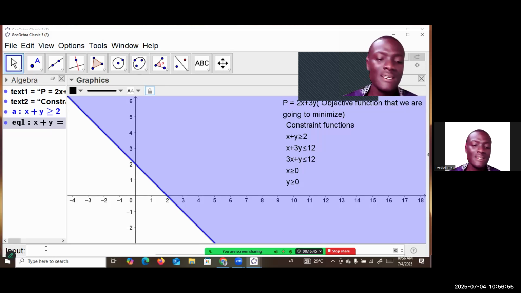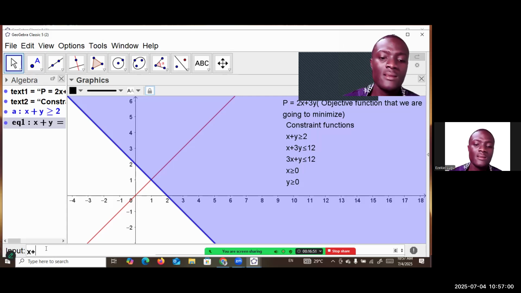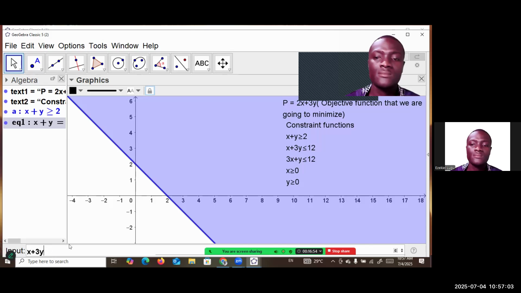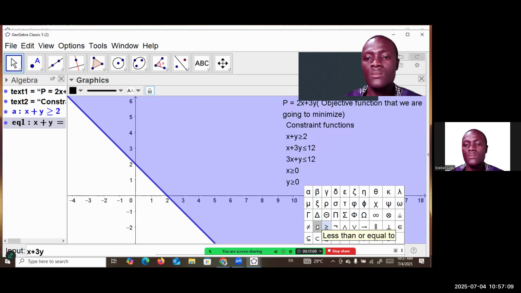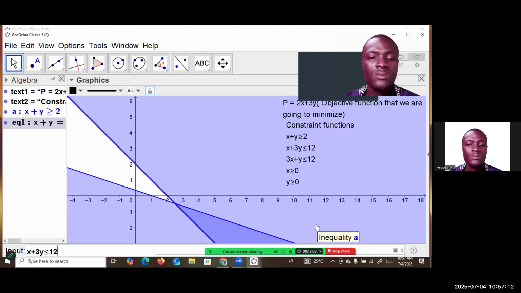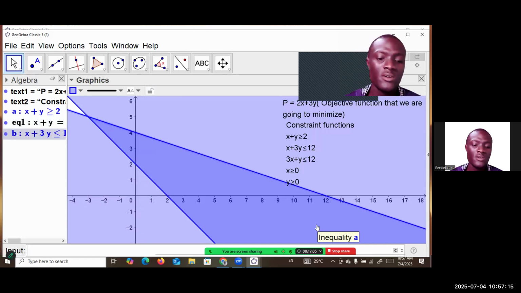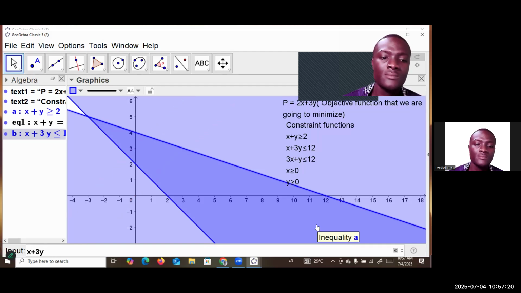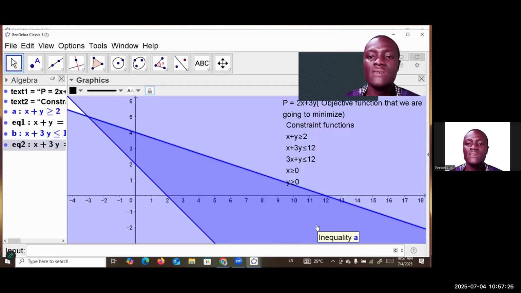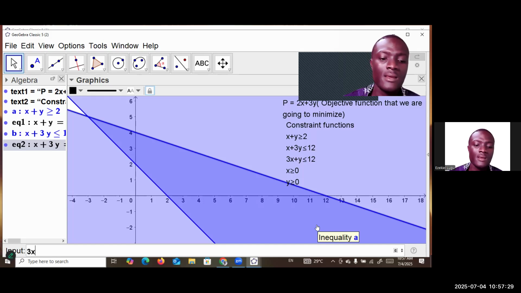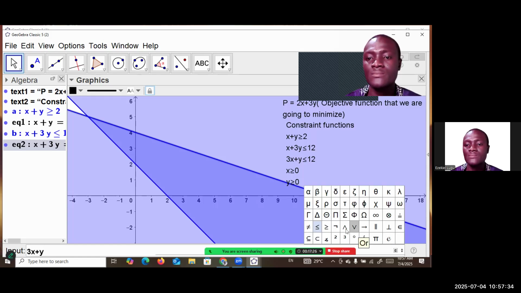So the next inequality is x plus 3y is less or equal to 12. Then plot the corresponding line, x plus 3y is equal to 12. So the next function is 3x plus y. So let's do it.